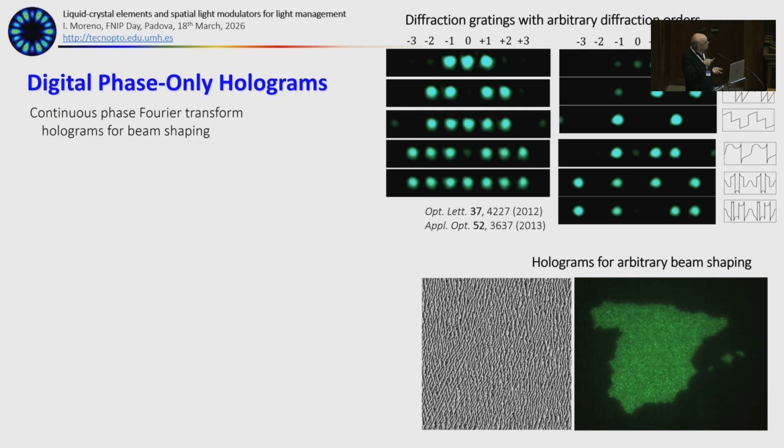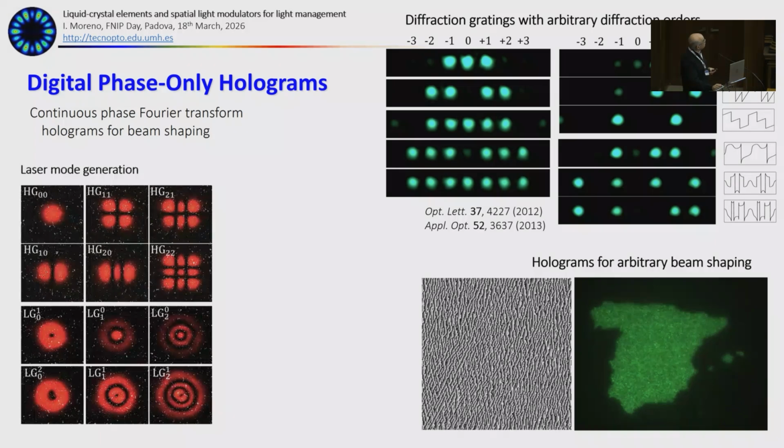You can also design Fourier transform holograms where you get the phase of the target you want your laser to become, and you display the phase of the Fourier transform, and the optics does another Fourier transform, and you recover the shape of the laser that you wanted. This is called beam shaping, and it's also very useful.